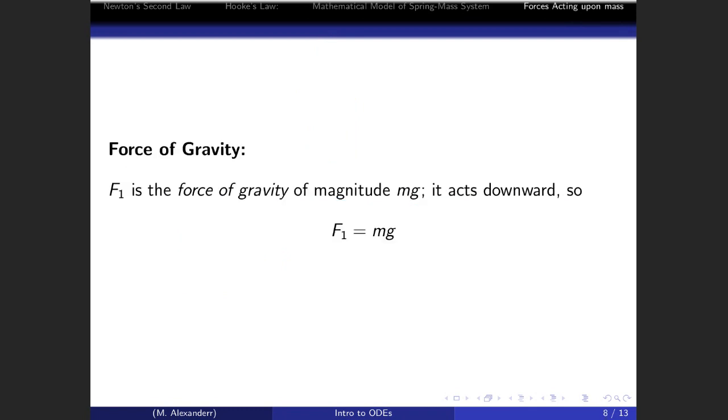All right, so now this is where we have to talk about the forces acting on the system. Okay, so the first force is going to be the force of gravity. So that refers to the mass. Force of gravity refers to the mass, which is going to be mass times gravity. Okay, so that's the simple force.